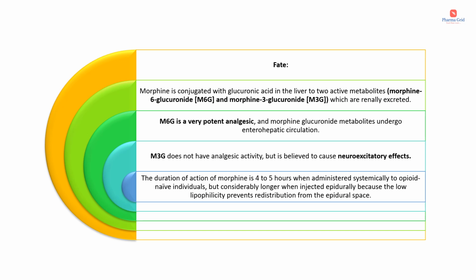So the important point is that morphine has two active metabolites. The first one is morphine 6 glucuronide, which is active. This morphine 6 glucuronide is a very potent analgesic, and the second active metabolite is morphine 3 glucuronide. This morphine 3 glucuronide does not have analgesic activity, but it is responsible for causing the neuroexcitatory effects.